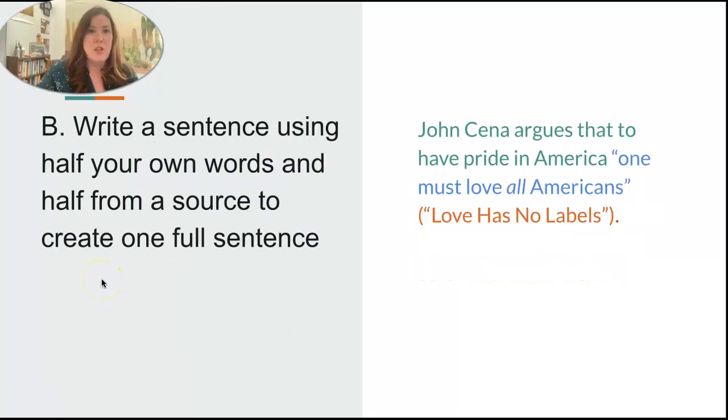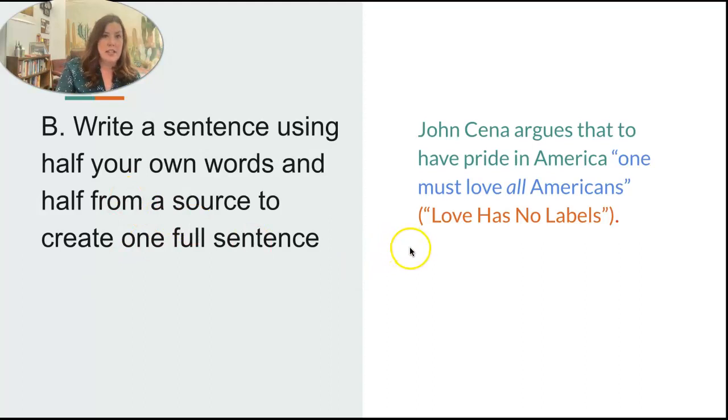Okay, the second type is to write a sentence using half your own words and half the words from the source to create one full sentence. So it's going to be real seamless, okay? So here's our example using the John Cena PSA that we spent so much time with. John Cena argues that to have pride in America, one must love all Americans. So do you feel how there's no pause there? It's just seamlessly my words blending into his words.